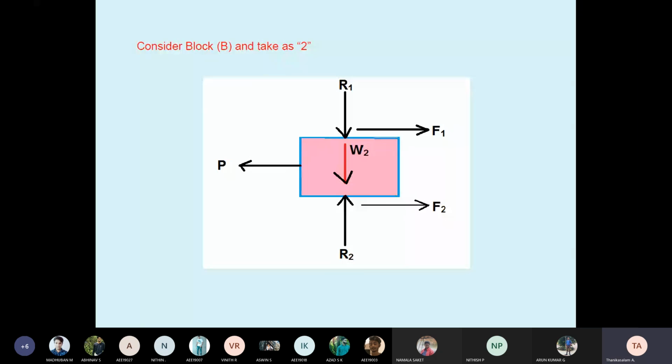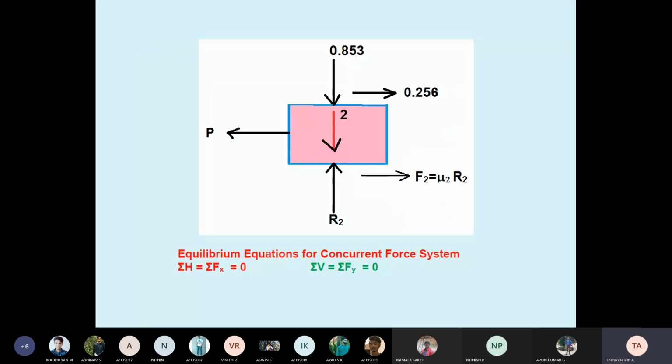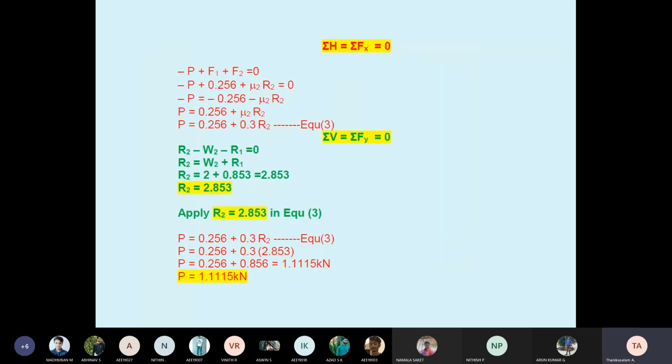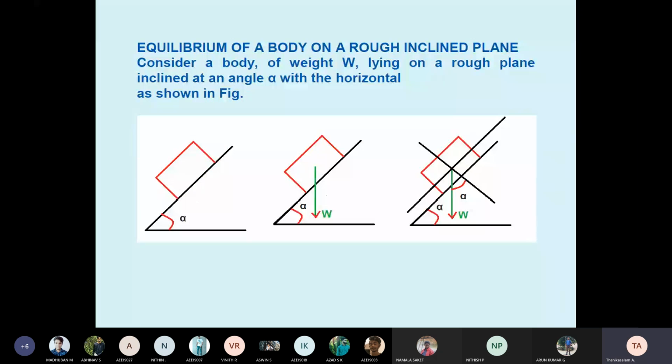So these theory problems we already discussed, and we recollected everything. Now we have equilibrium of a body on a rough inclined plane. Students, so far we discussed the block on a horizontal surface. Suppose the block is on an inclined surface; the weight acts vertically downward.